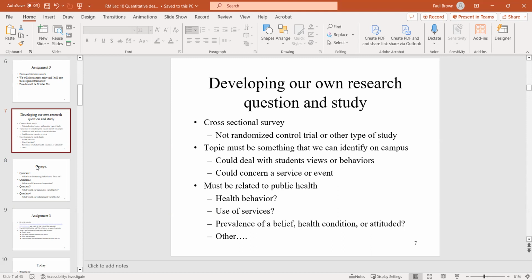Okay, let's start. What's your idea? Say it again. Safe sex practices among Pelicans. Say it louder. Sleeping habits, meaning quality of sleep, so just sleep in general? No. Okay, sleep and academic performance.